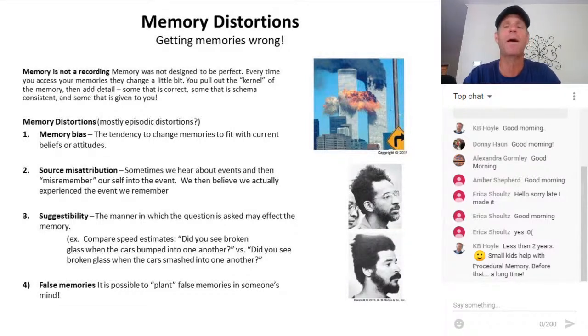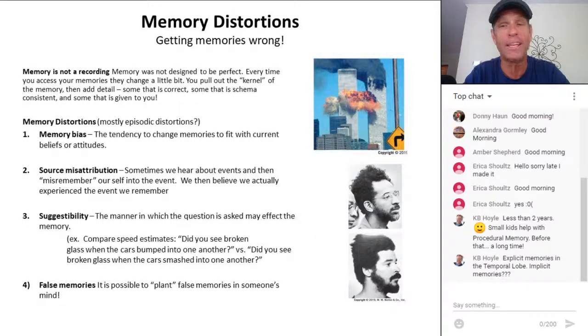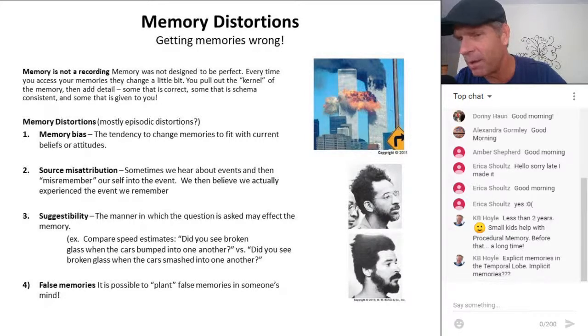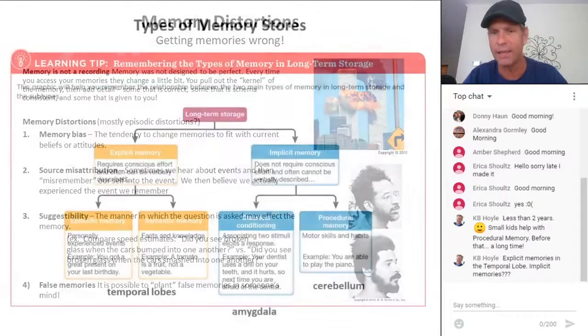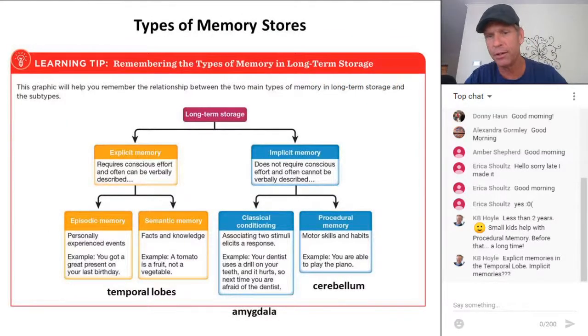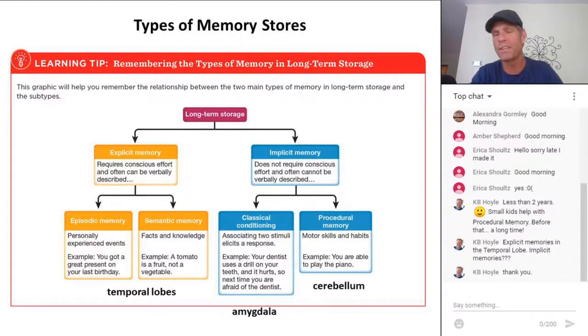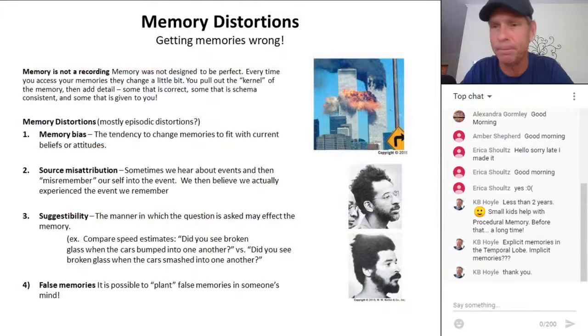So we were talking about how memories were perfect. It turns out that our memories are explicit memories. Explicit in the temporal lobe. Implicit memories are in the amygdala and the cerebellum. Ken, let's go back to that last chart. If you'll see right down here, I have it written at the bottom. Amygdala down here at the bottom and cerebellum under procedural. So for the test, that's probably what I'll try to do.